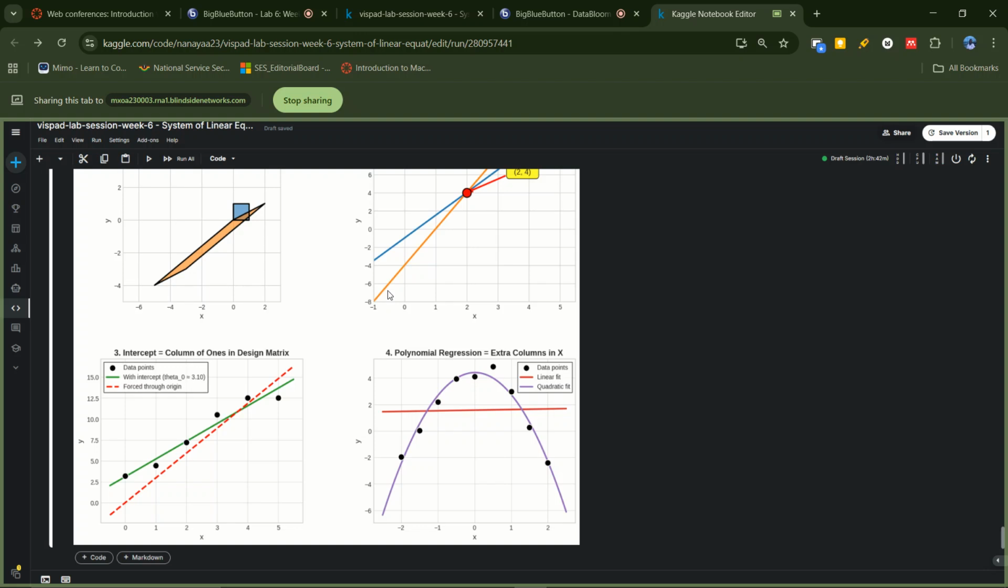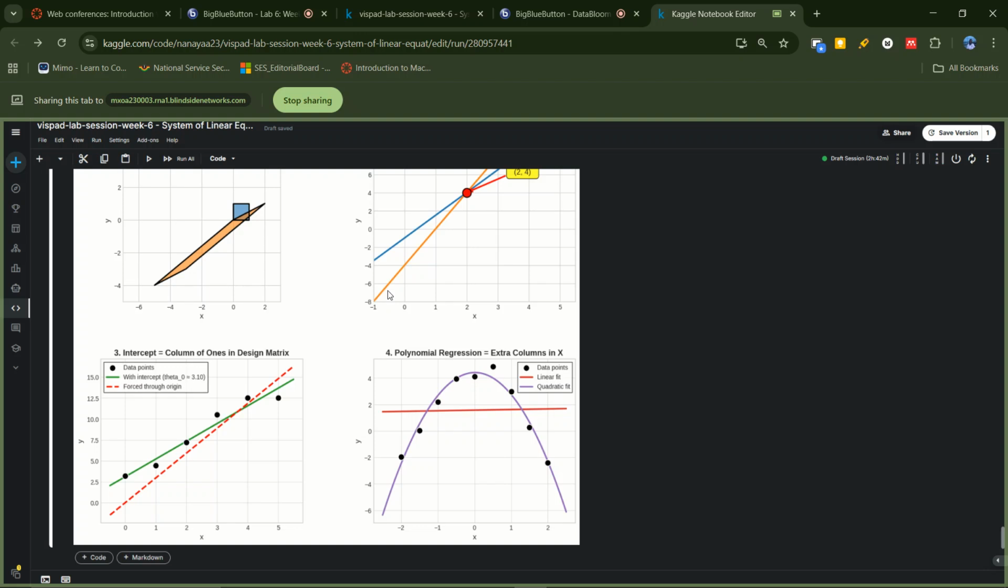So what does it mean? The black dots, of course, are the various data points. Then the green line is the line with an intercept. You remember in the matrix when we introduced the column of ones, that is the intercept term. And the red dash line is the regression line that is forced through the origin.